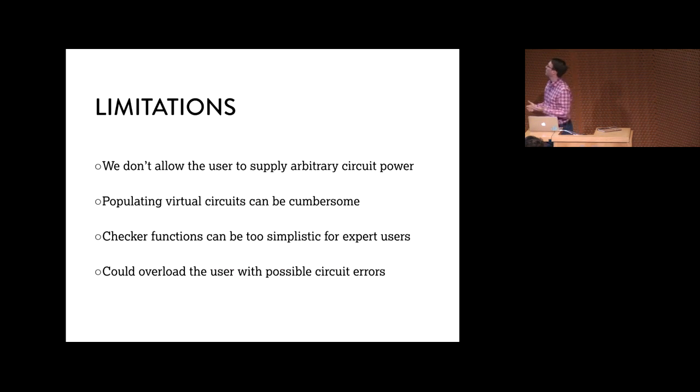Right, so a couple of limitations here. Right now you cannot supply arbitrary power. We only work in the 0 to 5 volt band. Populating those virtual circuits is cumbersome. It would be great if you could automatically detect what the components are. So I think that's an interesting research project in its own right. And it's also possible that we're now actually making the problem worse by overloading you with multiple possible warnings, right? And so that trade-off, I think we have to study more.